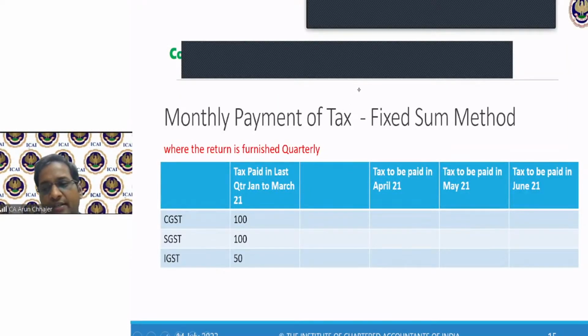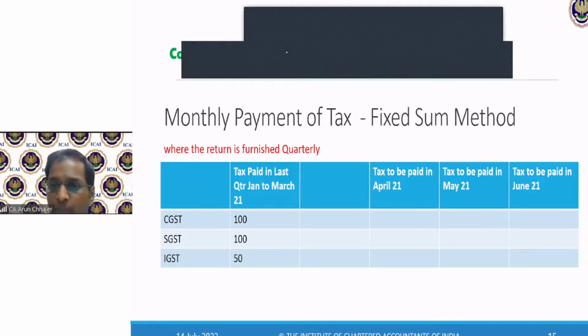My question is that how much amount I have to pay for the month of June? Can I say out of 100 I have paid 70, so balance 30 I have to pay for the month of June?